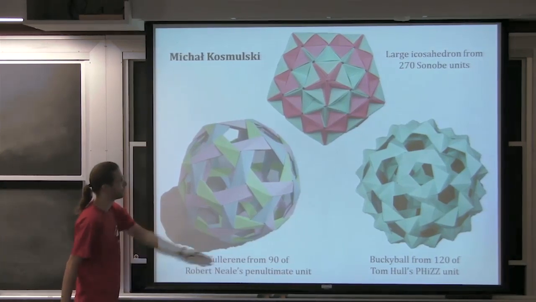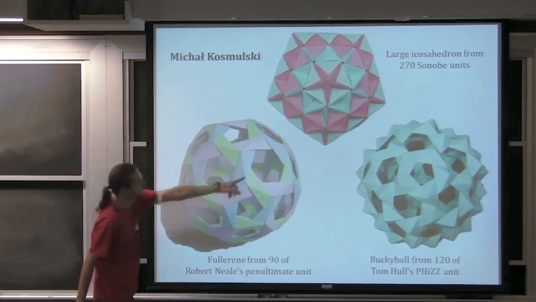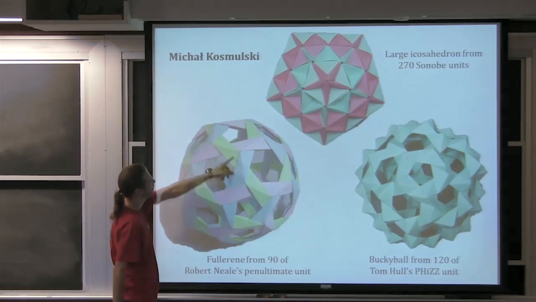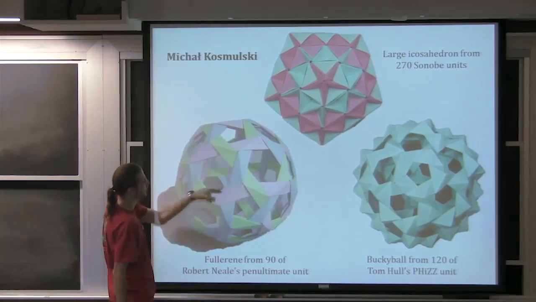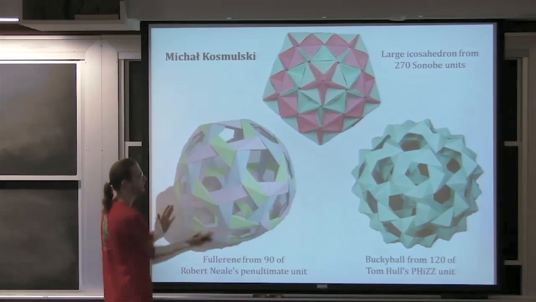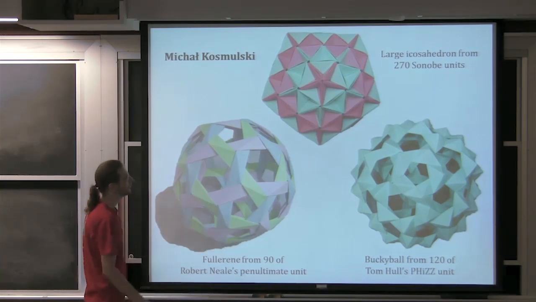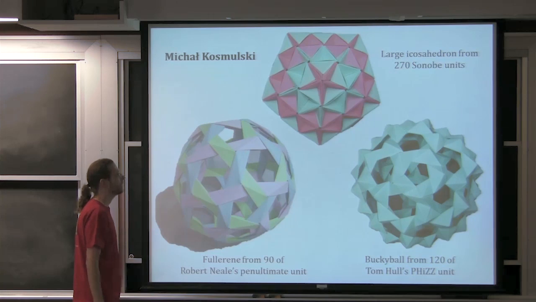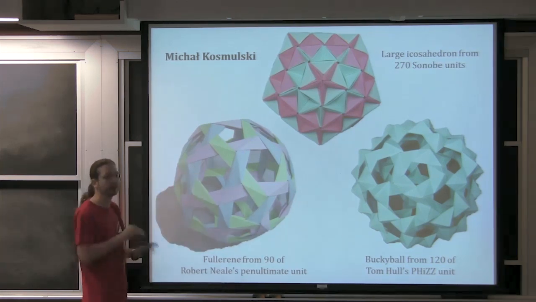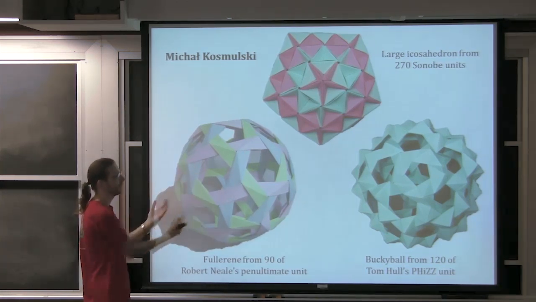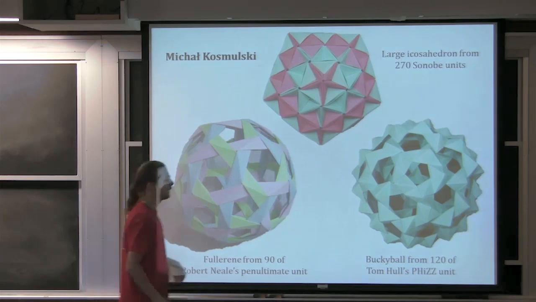Has some units. This one's called the penultimate unit. And so you can see like each of these green strips is one unit, blue strip, pink strip. There's a lot of units in here, 90 in total, typically one per edge of the polyhedron, sometimes two per edge. And they lock together in certain ways to really hold these nice shapes.